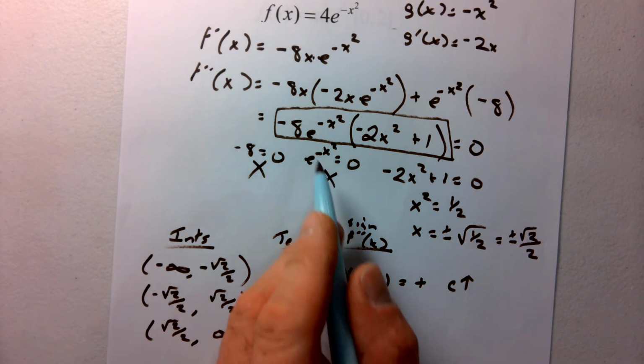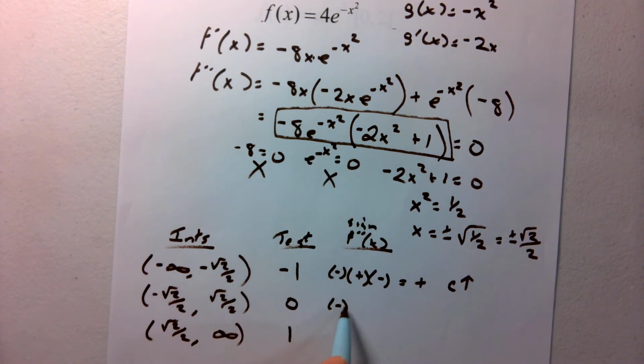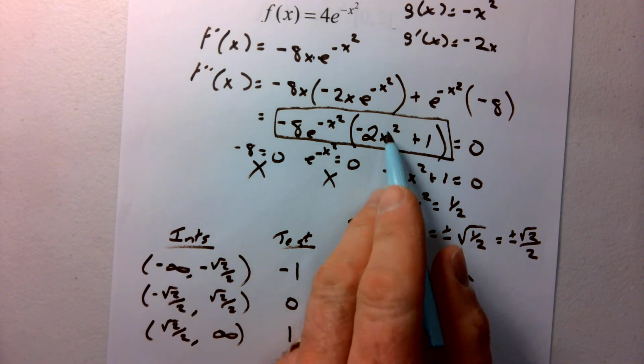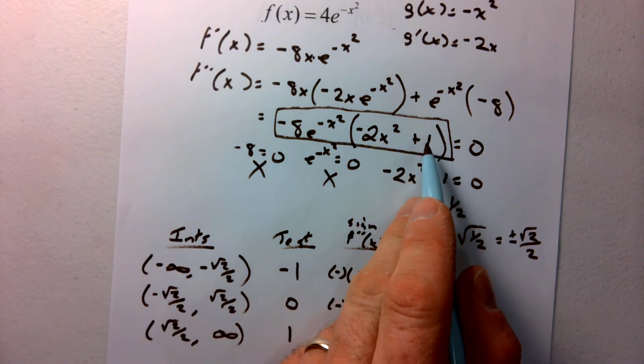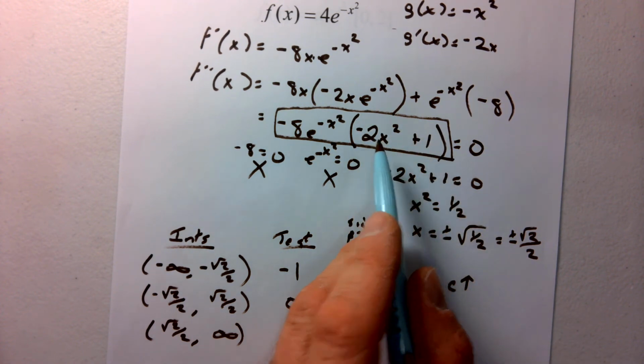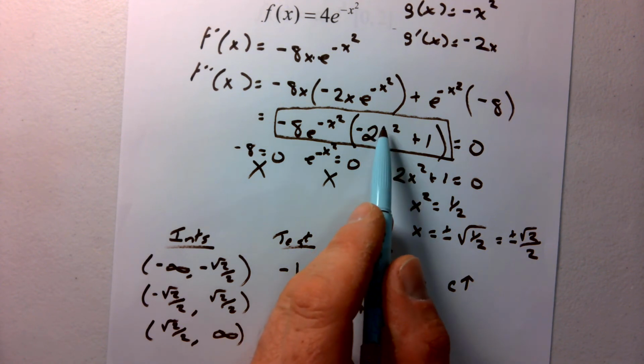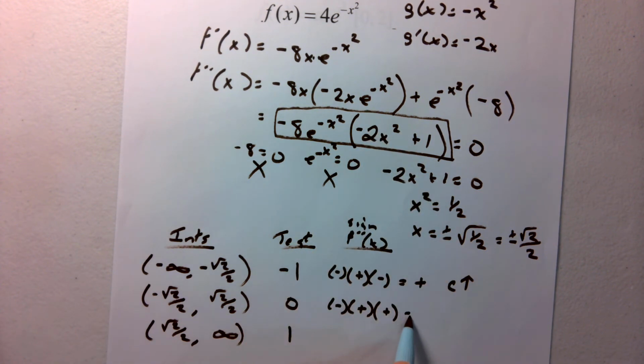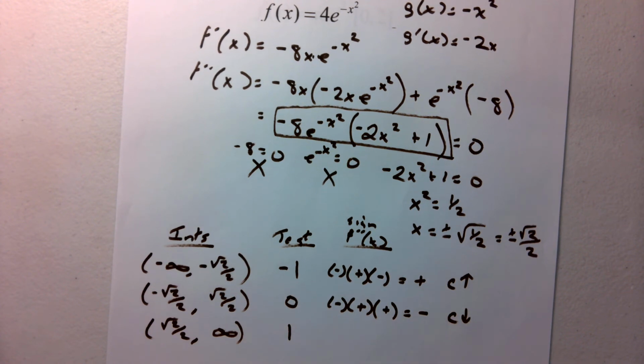If I plug in 0, again, my first two are always going to be negative and positive. It's always going to be this quantity here. It's going to determine if it's going to be negative or positive in the end. So here's 0. That's going to give me a positive, isn't it? So I got negative times a positive, which is negative, or concave down.